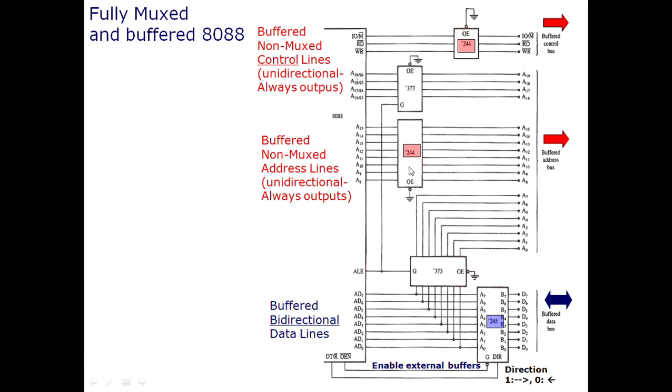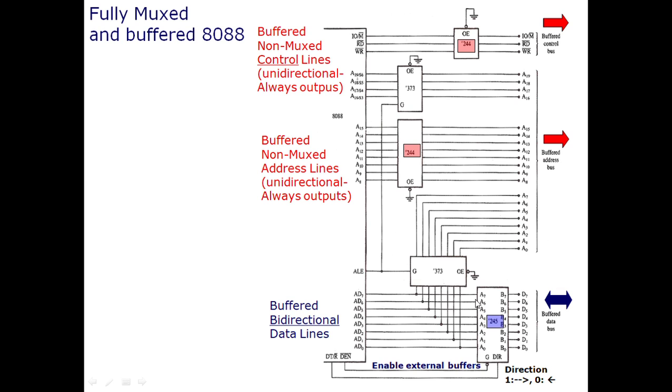two 74LS244 transceivers. These are unidirectional transceivers. They are now buffered as well. They are unidirectional. They just provide output. Whenever the input is provided, they just pass on the inputs to the outputs. So they're not that complicated a circuit. They're just passing on the inputs to the outputs. So now these control signals and these address lines can be connected with many external devices and buses.